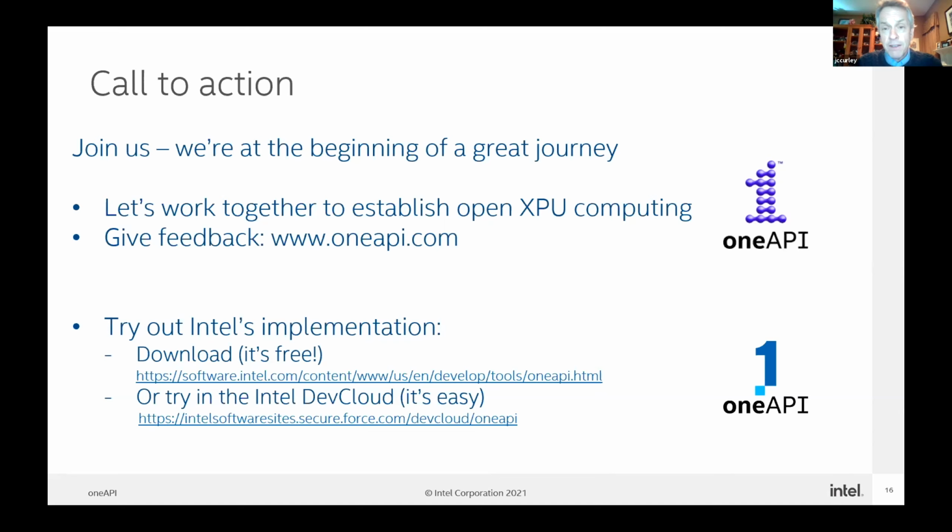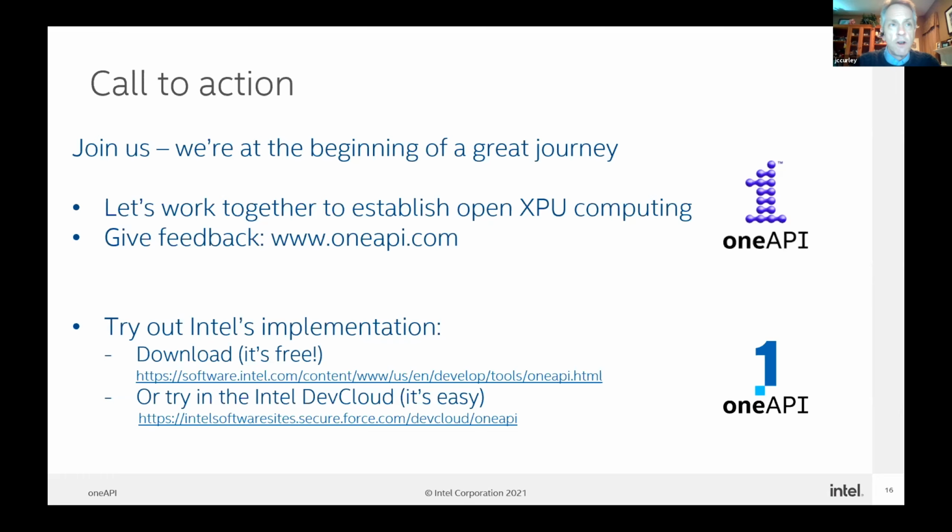If you are not an Intel customer, or if you're developing your own hardware or your own accelerators, we encourage you to go to oneapi.com and read the specifications. Consider adopting it. The benefit you'll give your users are common interfaces to be able to move code around the industry much more quickly and much more effectively.